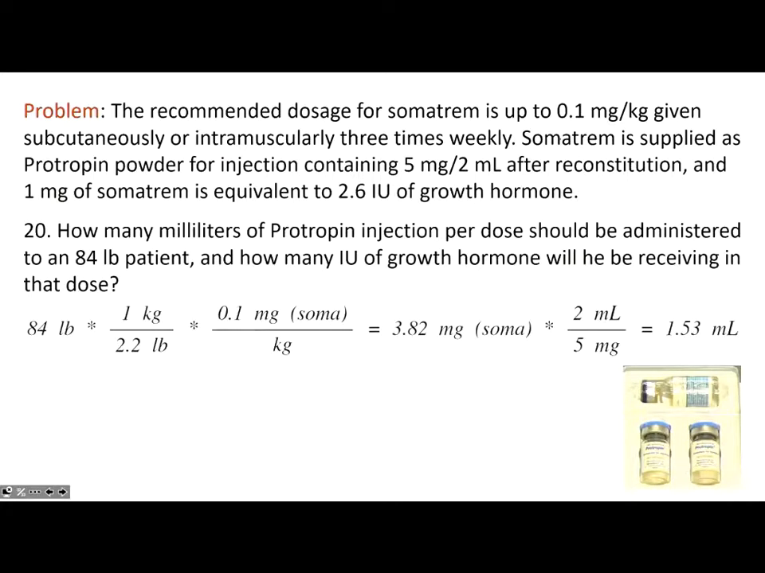So this is a dosing question. So start with the patient's weight. It was 84 pounds. Since the dose is weight-based by kilogram, we have to take the weight and convert from pounds to kilograms.